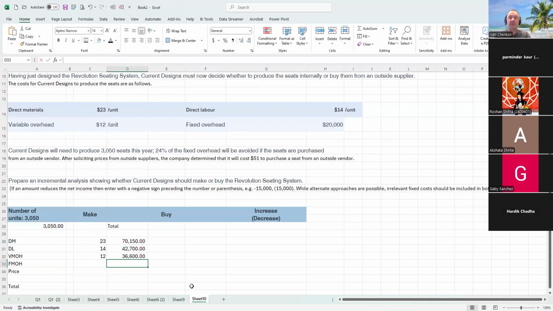I can add the fixed overhead, which is 20,000. And what am I going to get? I'm going to get my total. That's how much it costs me. Make sense?